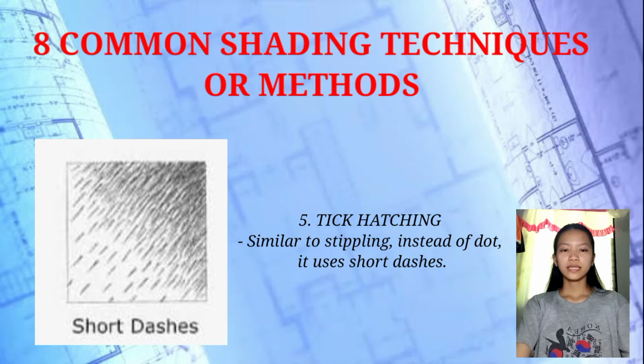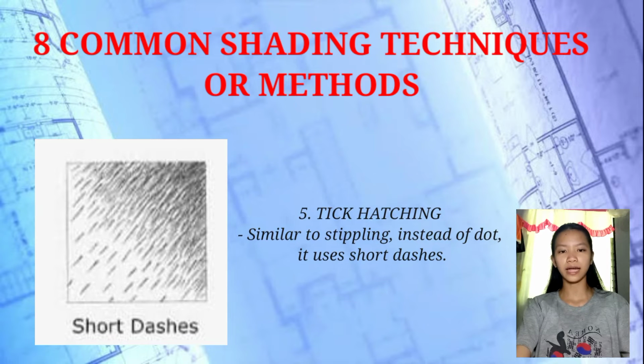The fifth one is thick hatching. This method is similar to stippling, but instead of making dots, you make short lines. In darker areas, they are placed in an overlapping manner. It is very useful when using oil pastels or similar media to create impressionist style art.